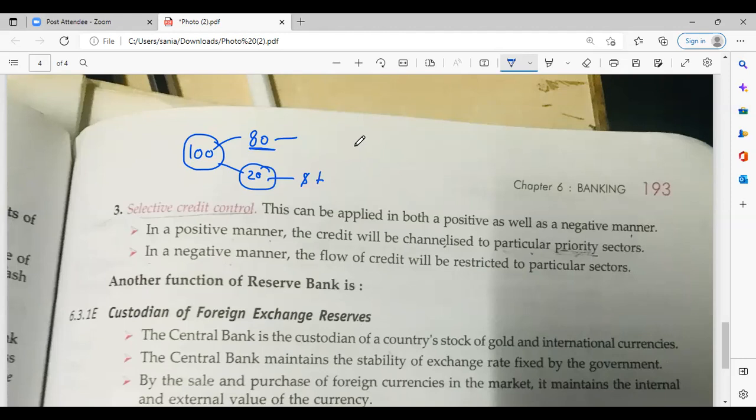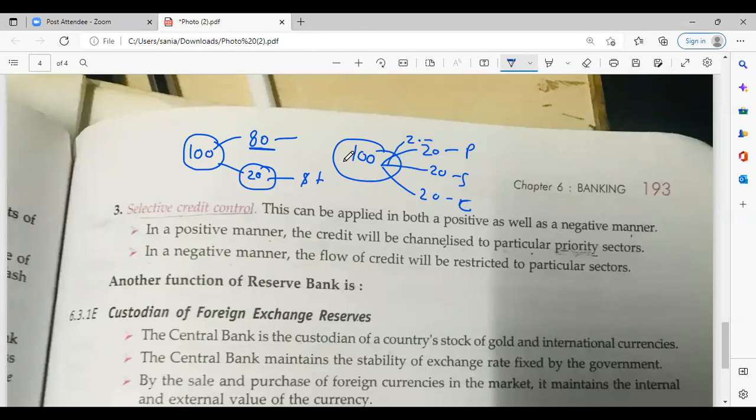How did I control it? Out of 100, I divided your spending: 20 rupees for your parties, 20 rupees for your stationery, 20 rupees for your clothes, and 20 rupees for your eating. Like this, I divided it. So this is what I did in selective credit control. For this sector you will get 20 rupees, for this sector 30 rupees, for this sector 50 rupees. So I selectively controlled the credit.